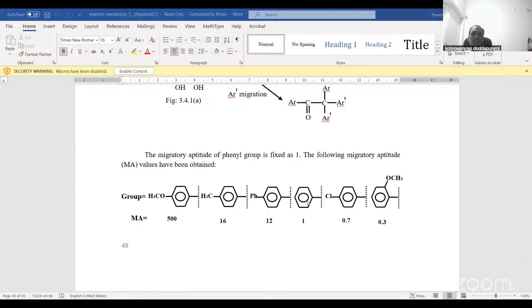Compared with this, if a methoxy group is present at the para position of the phenyl group, it is 500 times more reactive toward migration. If a methyl group is attached at the fourth position, it is 16 times more reactive than the phenyl group. If a phenyl group is at the fourth position, it is 12 times faster. When you compare phenyl with groups having an electron withdrawing group like chlorine or an electron donating group at the ortho position, it increases the steric hindrance. Due to that, the reactivity or migration rate is decreased.